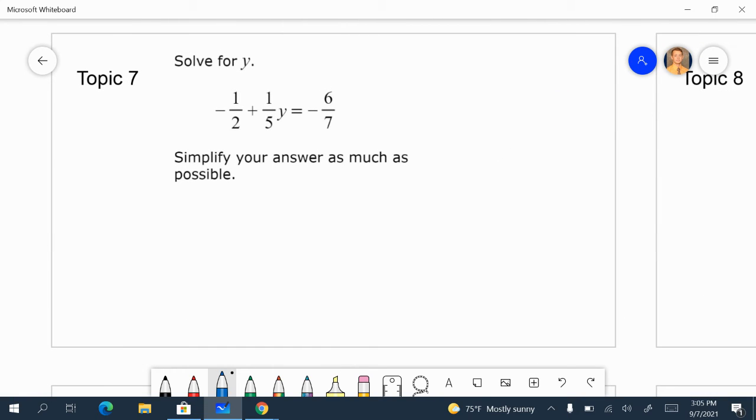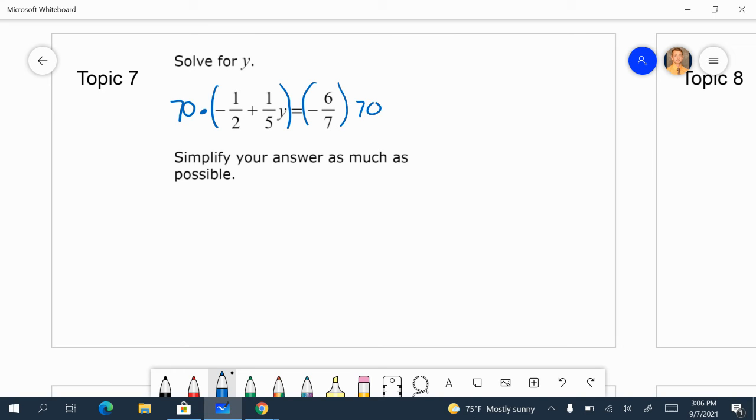Topic number 7. I noticed that we've got a bunch of different numbers on the bottom. Well, we're going to do the same thing with topic number 7, where we're going to multiply everything in the equation by a number that the 2, the 5, and the 7 go into. So for me, I would multiply by 70. So multiply this side by 70, and that means everything over here gets multiplied by 70. And then this fraction also gets multiplied by 70.